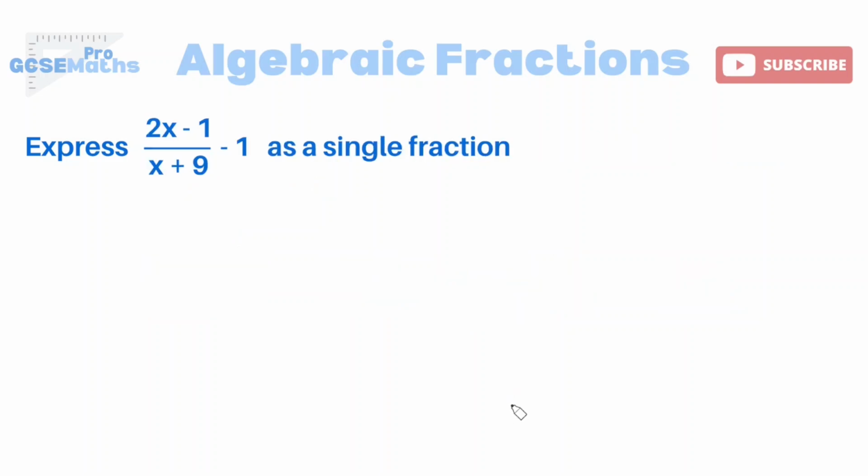Okay, so now we have a subtract one, but not only do we have one fraction and then an actual whole number, minus 1. So express (2x minus 1) over (x plus 9), and then minus 1, as a single fraction. So how do I incorporate a whole number into a fraction? Well, because we know how to subtract fractions, I would make that 1, first of all, into a fraction.